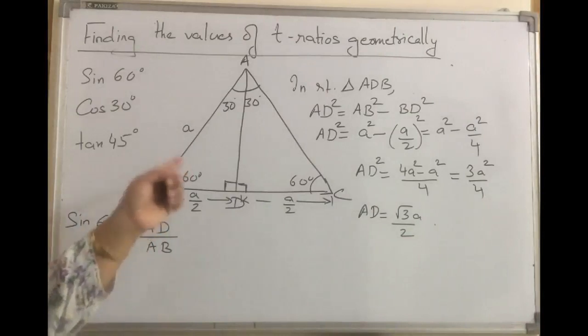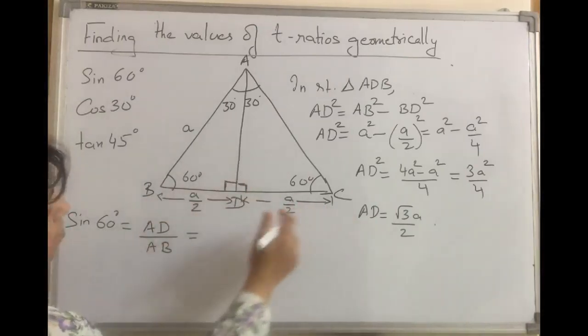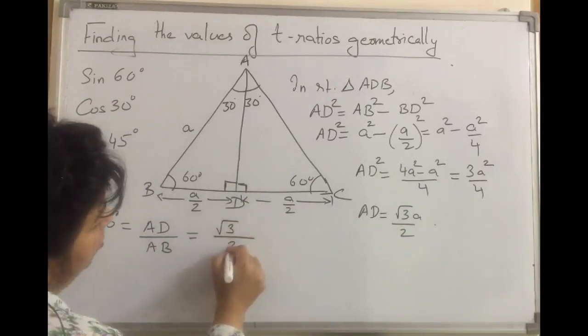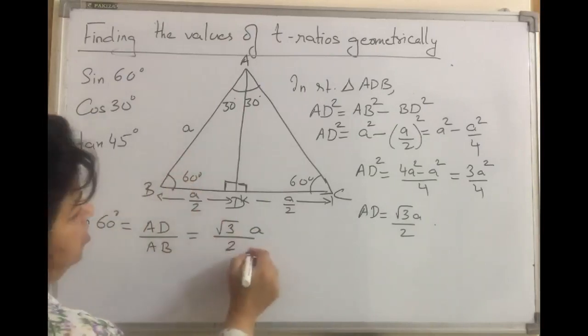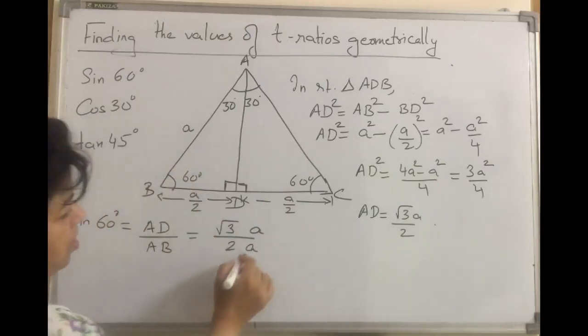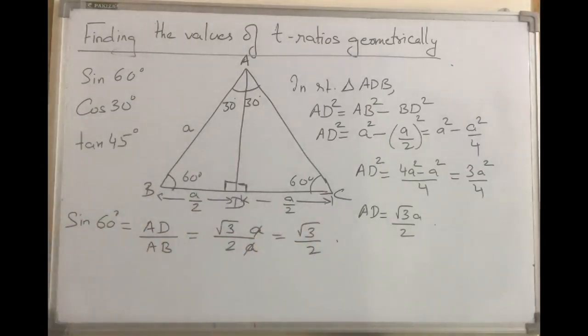Clear? When the square goes that side, AD will be square root of 3 by 4 A square. Square root of 3 by 4 will become root 3 by 2 A. Sin 60 is AD upon AB. AD we have calculated as root 3 by 2 A upon AB. AB is how much? A. So A comes to the denominator, and A and A get cancelled. And geometrically we are proving that sin 60 is root 3 by 2, which is actually true.